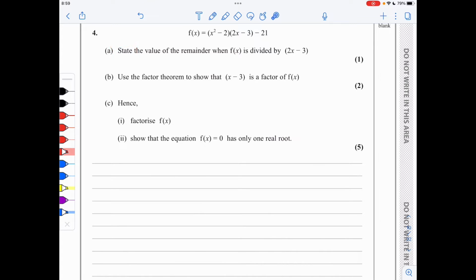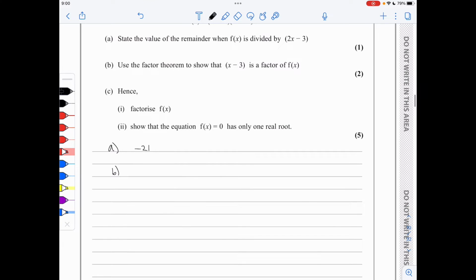So if I divide the f of x by 2x minus 3, I know that this part divides exactly, so it will leave a remainder of 0, and I'm left with the negative 21. So this will simply be minus 21. That's the remainder when I divide by 2x minus 3.